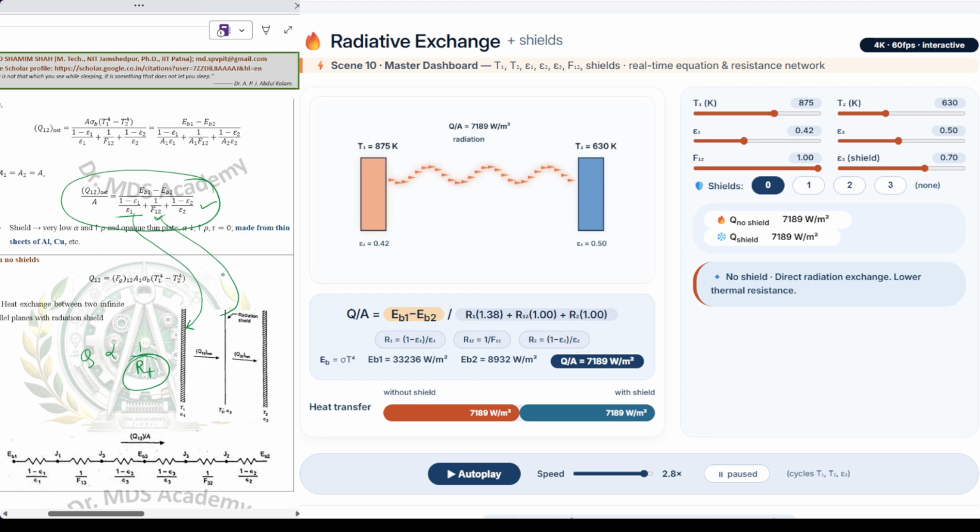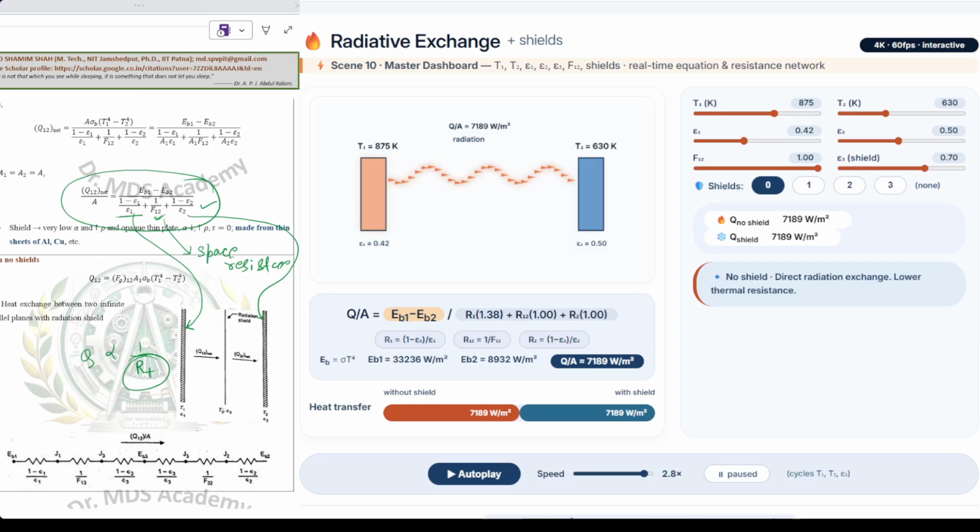This is the case for no shield. It means that if there is no shield, then this is the space resistance value. And another one here, the last expression, is for this surface resistance.